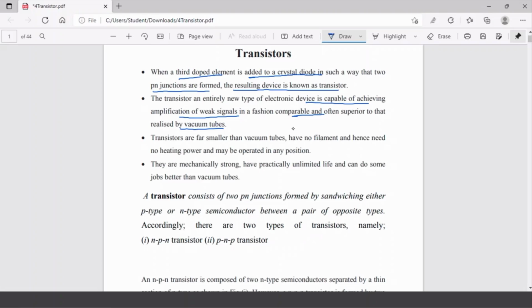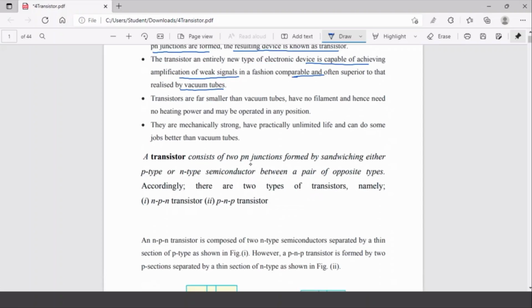So transistors were initially formed for amplification. Basically, the main usage of transistors was for amplification, but nowadays we use these BJTs in different applications. Some of them are specially designed for switching applications also. Okay, and these are mechanically strong when you compare it with vacuum tubes. They have practically unlimited life and do a job much better than the vacuum tubes.